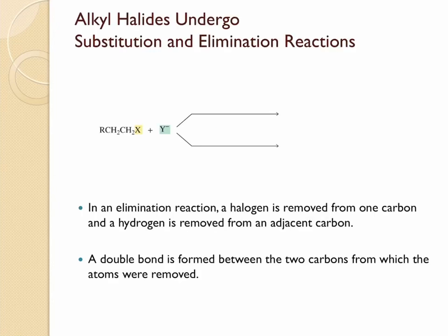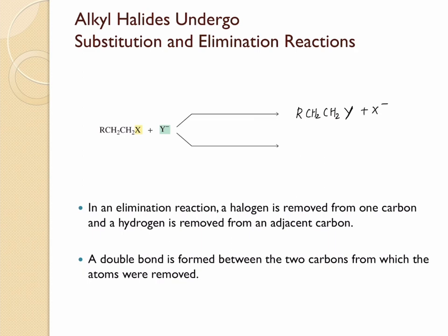In addition to undergoing nucleophilic substitution reactions, alkyl halides can also undergo elimination reactions. In a nucleophilic substitution reaction, the halogen in the alkyl halide is going to get replaced by the nucleophile. So for this particular reaction, the product that is formed is going to look like this, where the Y is a new nucleophile that's been substituted for X.